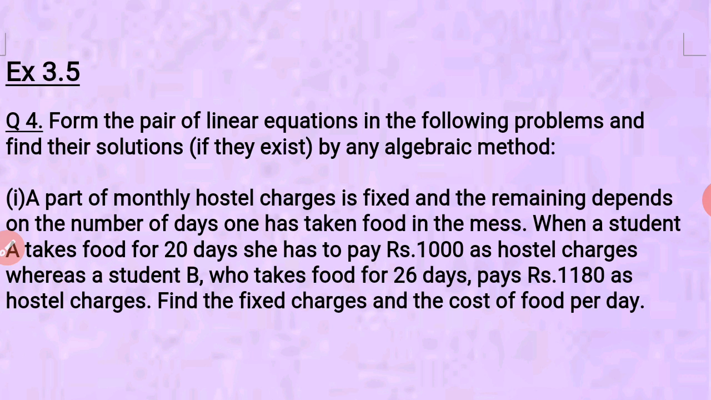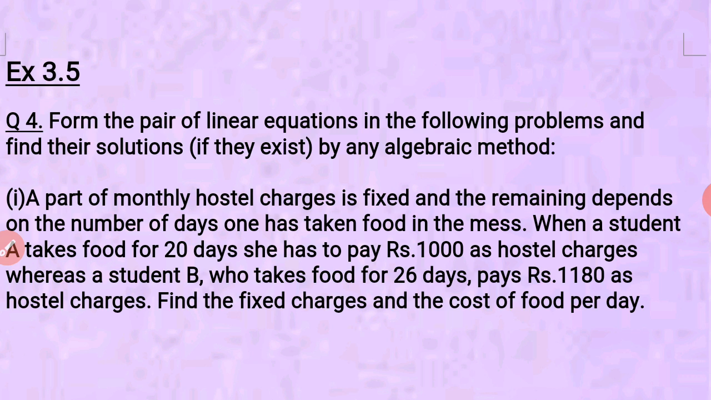Let me read out question 4 of exercise 3.5. Question 4 reads as, form the pair of linear equations in the following problems and find their solutions if they exist, by any algebraic method. Now you are free to use any of the algebraic methods. Three methods are there that you have already learned: substitution method, elimination method and cross multiplication method. So it's your choice to use any of those methods. But beforehand, make sure that the solution exists. With this, let me proceed to the first sub-question.